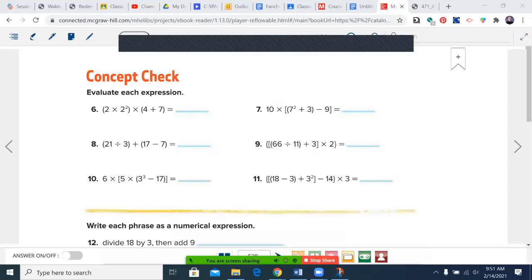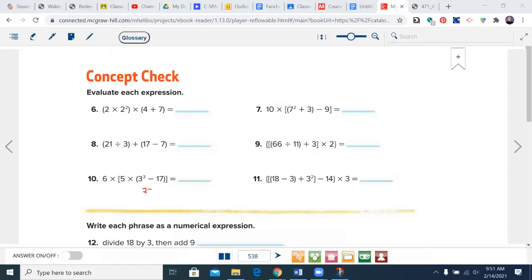So I begin here in the parenthesis, and I got 3 cubed minus 17. And 3 times 3 times 3 is 27 minus 17. So I have 10. So 5 times 10 is 50. 6 times 50, 300.